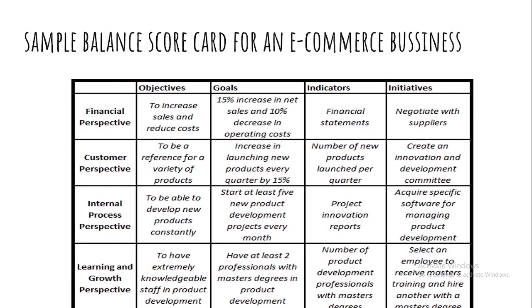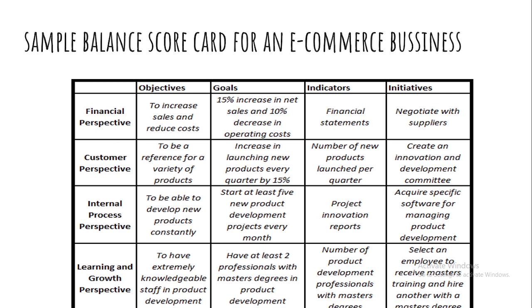So a sample of a balanced scorecard for an e-commerce business. As I said, there are 4 perspectives or aspects under the balanced scorecard you have to evaluate or monitor: the financial perspective, the customer's perspective, the internal processes, and the learning and growth. So here we're looking at the financial perspective, which is 1. The objective is to increase sales and reduce costs, financially. The goal or target is a 15% increase in net sales and a 10% decrease in the operating costs.